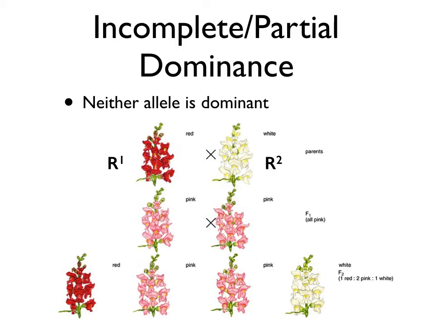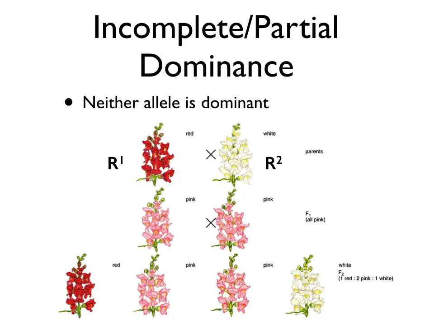You know this from our previous chapter. All of those F1 offspring are going to be heterozygous. Their genotype, heterozygotes, is R1, R2. They have one copy of R1 from the red parent, one copy of R2 from the white parent. So they've got one of each. And what we see is that these F1 offspring are 100% pink. All of them are going to be pink.